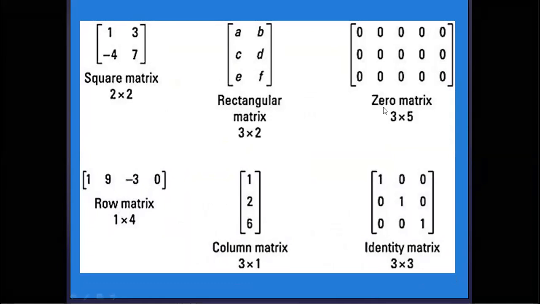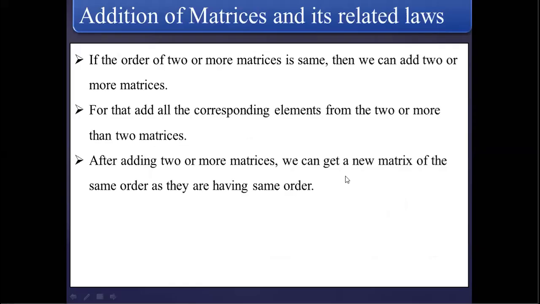Then zero matrix: a matrix having all zero elements is called a zero matrix. We have seen row, column matrix and identity matrix. We have seen this part in the last lecture. Now today we will discuss something more about matrices, that is addition of matrices and its related laws.